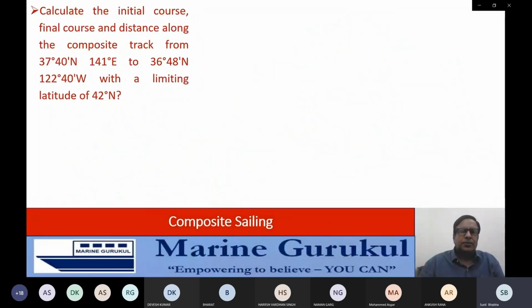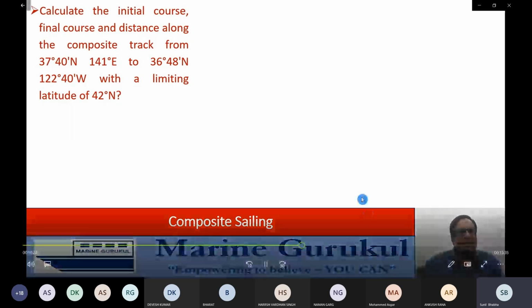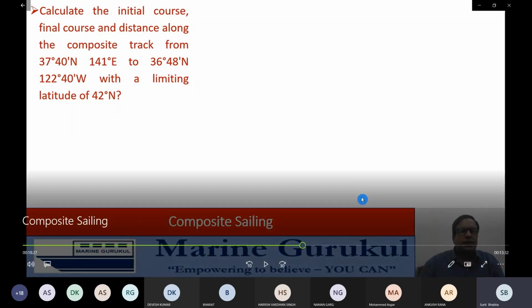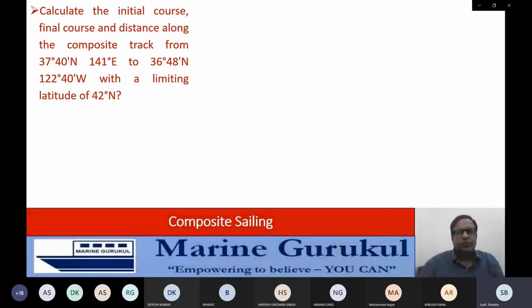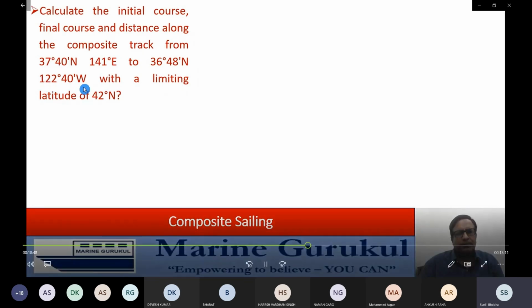Having understood the concept of composite sailing, let us now solve a question. So beta, this is the question which we have. Calculate the initial course, final course, and distance along the composite track from 37 degrees 40 minutes north, 141 degrees east to 36 degrees 48 minutes north, 122 degrees 40 minutes west, with a limiting latitude of 42 degrees north.